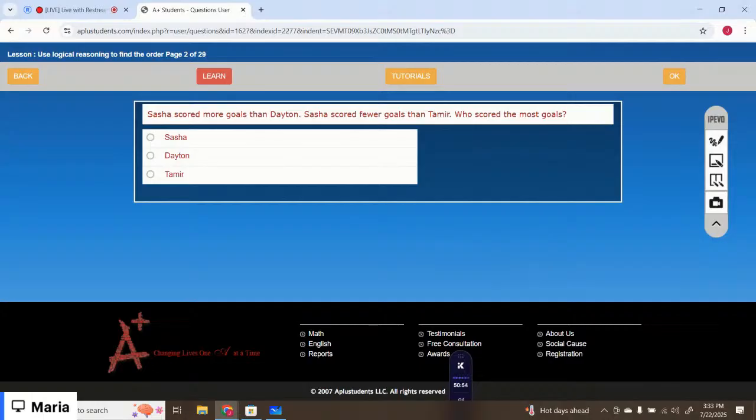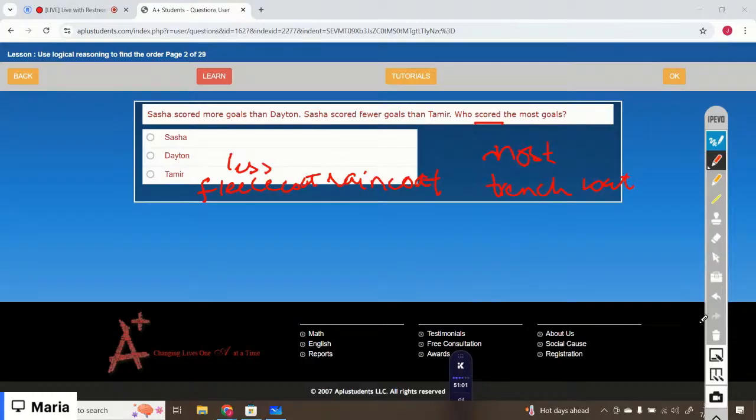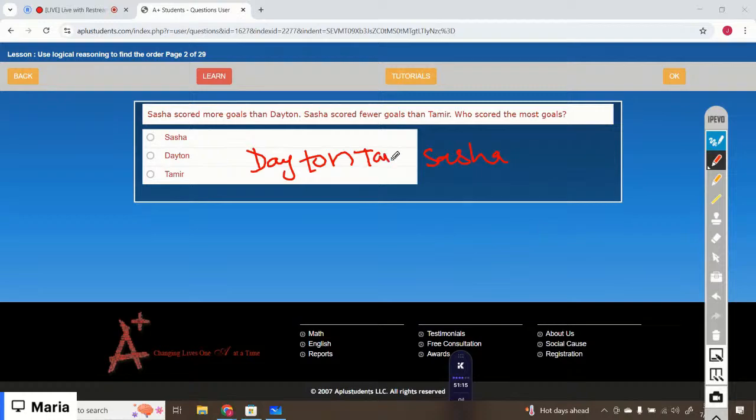Sasha scored more goals than Dayton. So Sasha scored more than Dayton. So that means Dayton scored less than Sasha. Sasha scored more goals than Tamir. So Sasha scored more than Tamir. That means Tamir is here. Who scored the most goals? So which is the correct option?